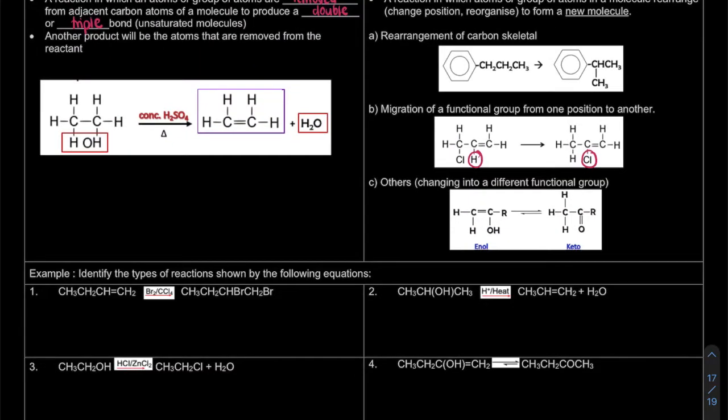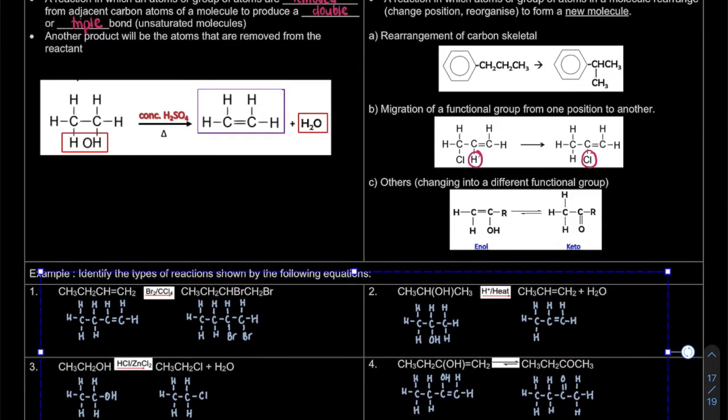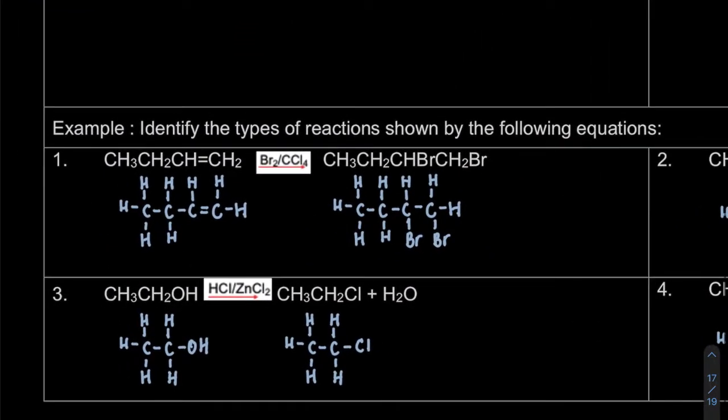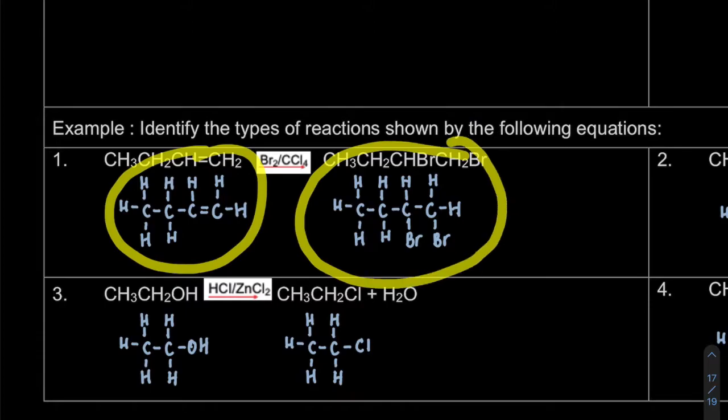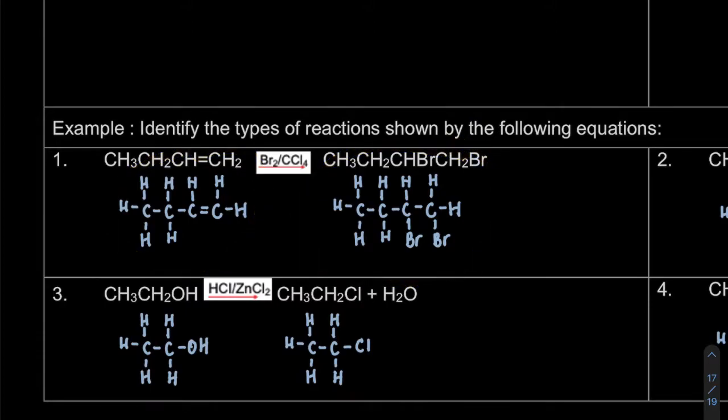Now let's look at the example where we will identify the type of reaction shown by the following equation. For any given equation, what I would like to do first is, based upon this molecular formula, I'm going to do the expanded version. So tada! This is the expanded version. Let's look at example 1 here. This is our reactant and this is our product. From here to here, you have to determine what the difference is.